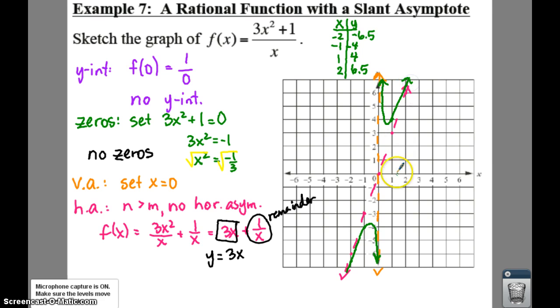Notice your graph doesn't cross your x-axis, so that's why you don't have any zeros. It does not touch your y-axis, so you can't have a y-intercept. There is your function with a slant asymptote.